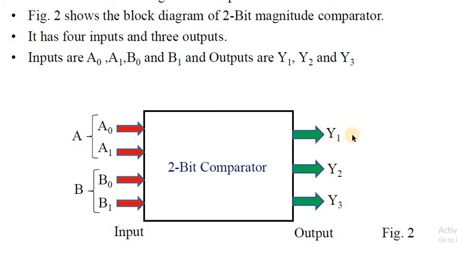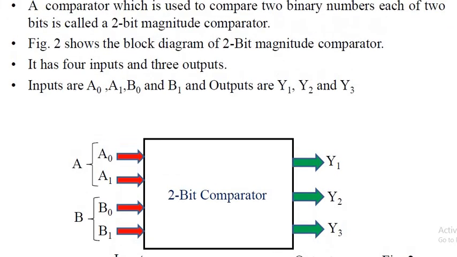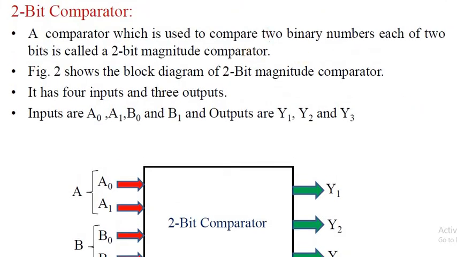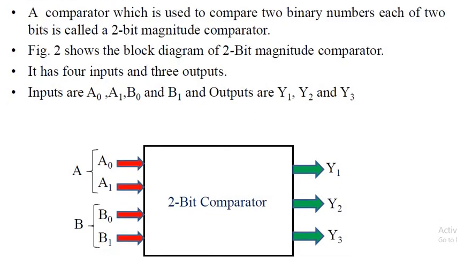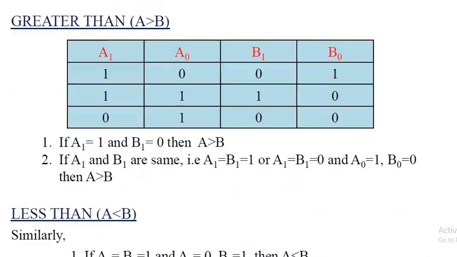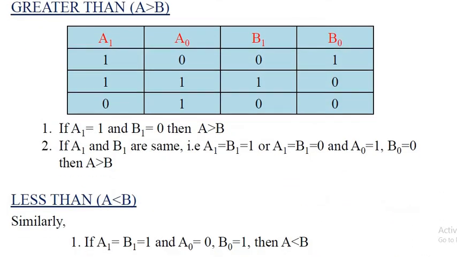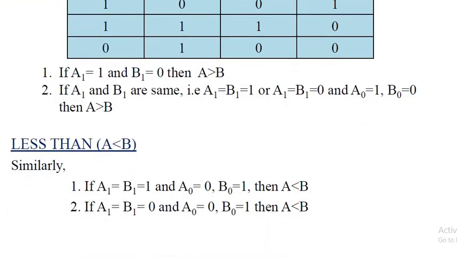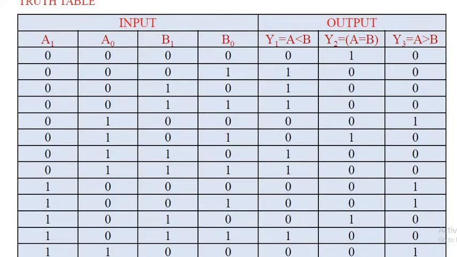When we compare A and B values here, A means two bits and B means two bits. These two bits are compared with those two bits. Therefore, the name is 2-bit magnitude comparator. Now let's see how the design of the 2-bit magnitude comparator is done.